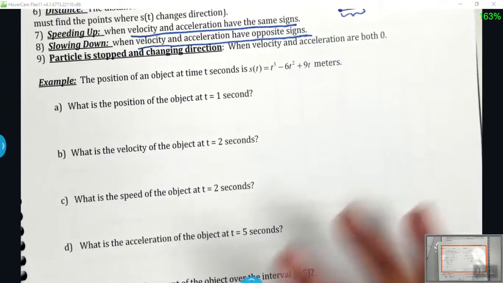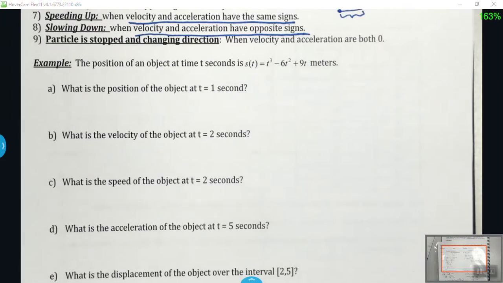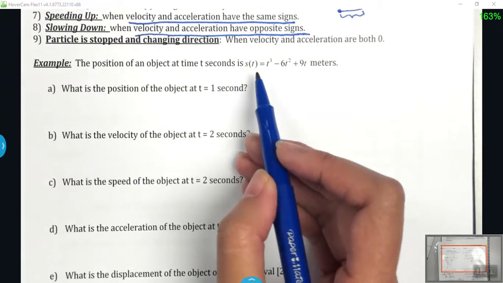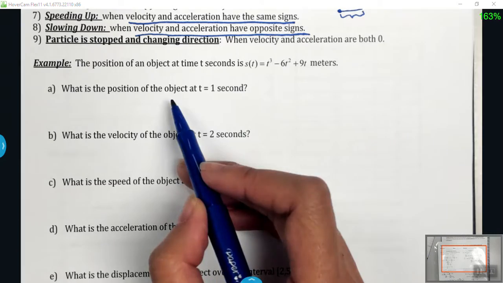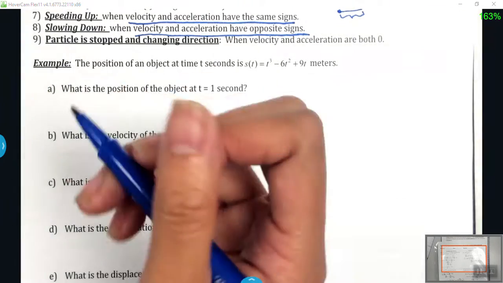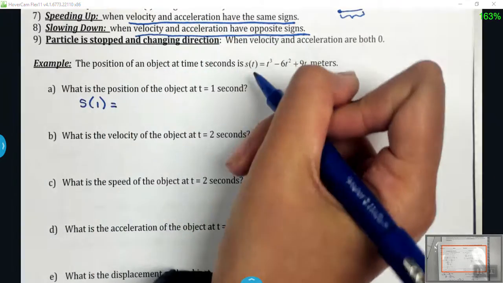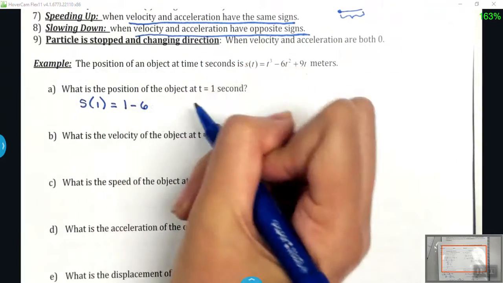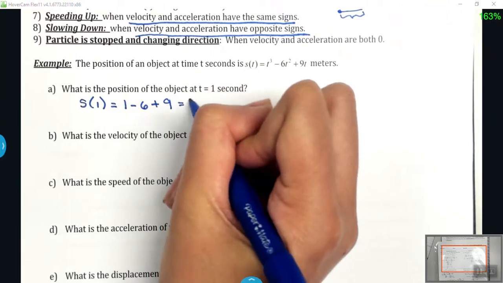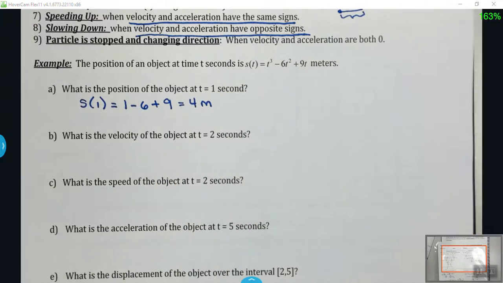Okay. Let's do an example. Here's a position function. What's the position of the object at t equals 1? We just plug in 1. 1 minus 6 plus 9. 4 meters. That's it. Easy.